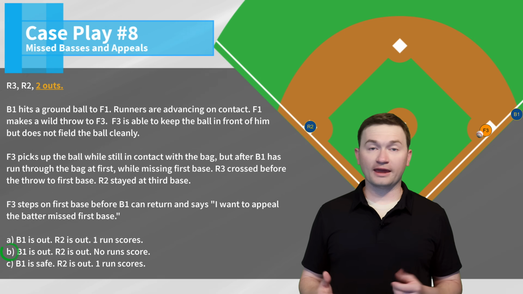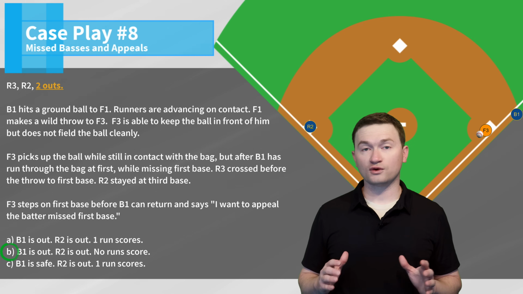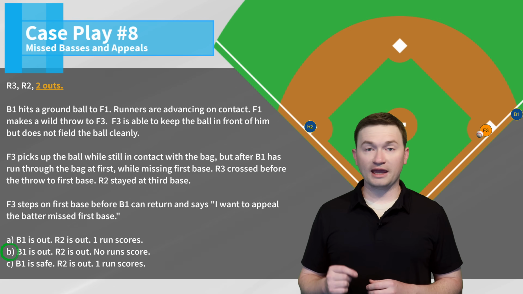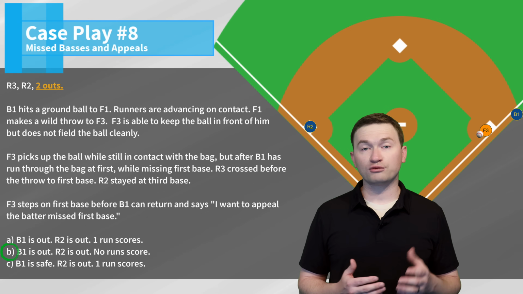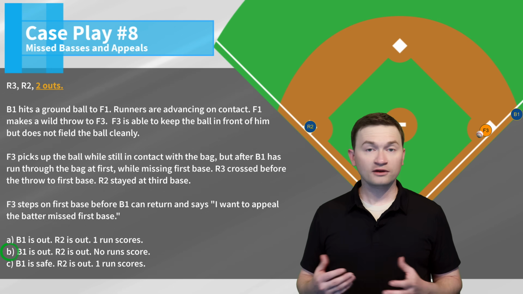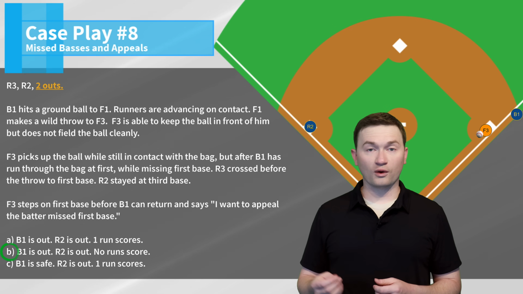The correct answer here is B. B1 is out and no run score. That last out that's made on the batter runner, yes, it's an appeal, but it's an out made on the batter runner before they touch first. So in this scenario, no runs are going to score.